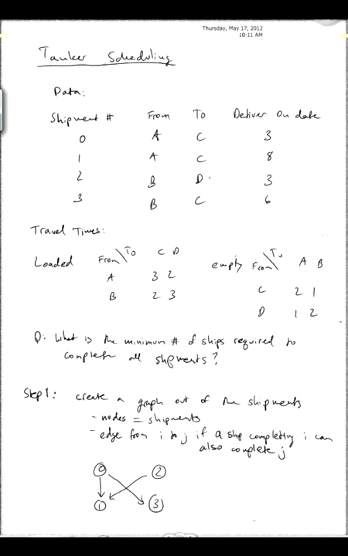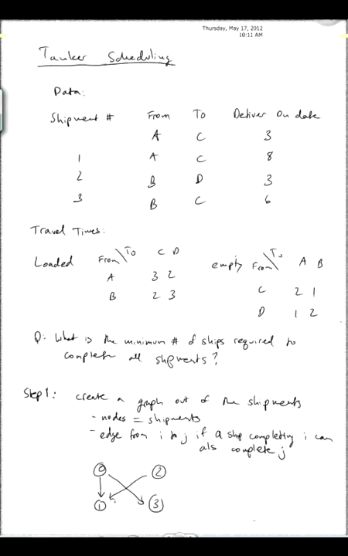Well, the ship is going to be at D on day 3. Then it has to travel from D to A, which takes 1 day. So it'll be at A at day 4. Then it has to travel from A to C full, which is going to take 3 days. So it could be at C on day 7. And 7 is earlier than 8. So yes, a ship that completes shipment 2 can also do shipment 1. So that's our basic graph out of the shipments.